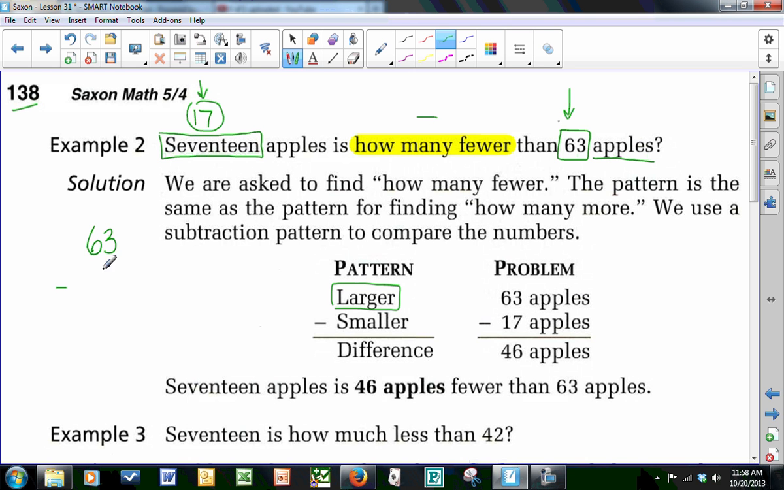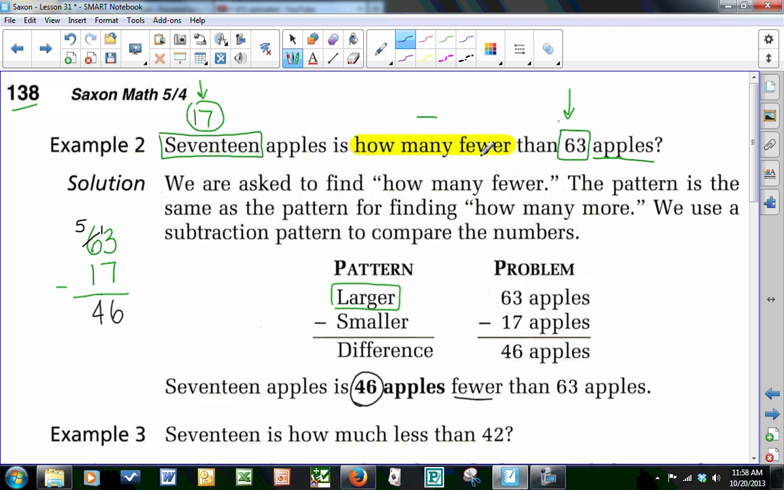Then you put your subtraction symbol and you're going to subtract the smaller number, 17. And once again, I'm going to look here and say, oh, I have 3 minus 7. Wait, I can't do that. 7 is bigger than 3. I'm going to have to regroup from the 6 and borrow 1, leaving a 5. Now I have 13 minus 7 is 6, and 5 minus 1 is 4. So 17 apples is 46 apples fewer than 63 apples.